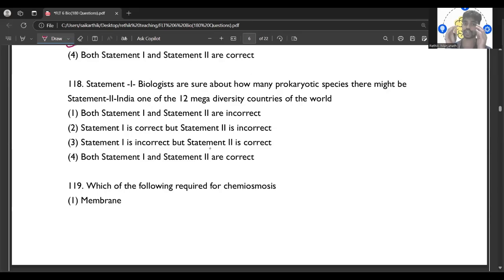Next is 118, which is statement one: the biologists are sure about how many prokaryotic species there might be. Then statement two: India, one of the 12 mega biodiversity countries of the world, is correct. So statement two is correct, and statement one is actually incorrect, because biologists are not sure how many prokaryotic species might be present. You remember the taxonomy chapter, so that is what they have given.